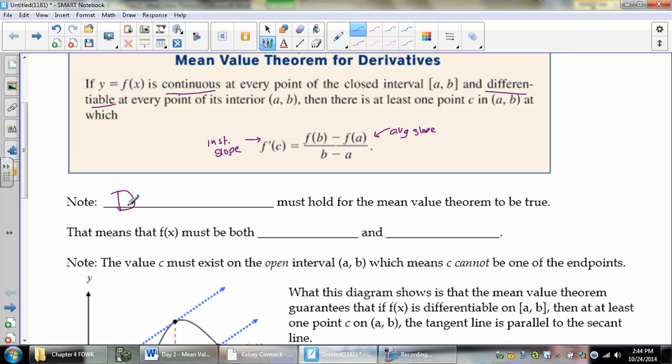One important thing is that differentiability must hold. Differentiability, if I could spell, there we go. Differentiability must hold for the mean value theorem to be true. What does differentiability mean? What does it look like? Well, it means that you have to be able to take the derivative, and you can only take the derivatives of graphs that are both smooth and continuous. So you can't have any pointy corners, you can't have any holes, you can't have any asymptotes on the interval from A to B. So you have to be smooth.